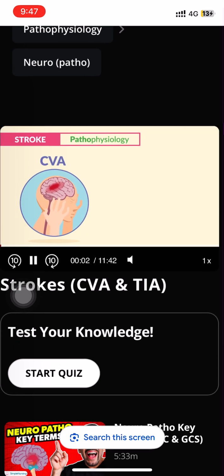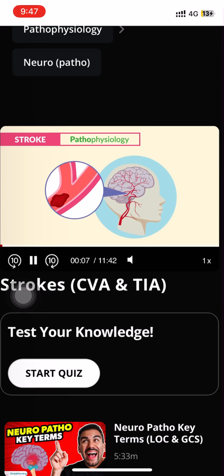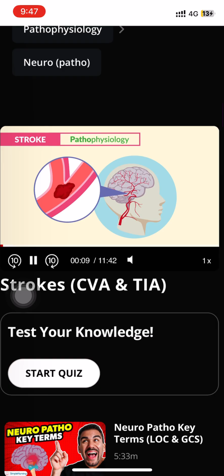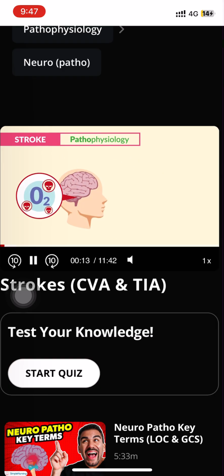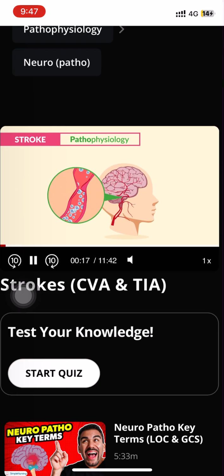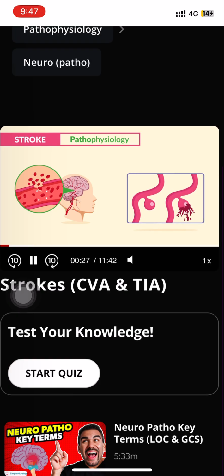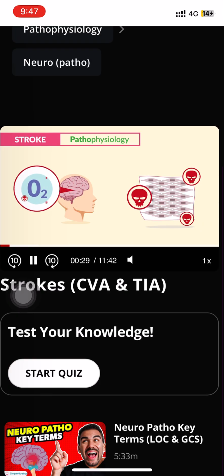Strokes, also called a CVA, is what happens when the brain lacks oxygen, typically due to a clot in a blood vessel, which cuts off oxygen supply to the brain. So, just like any organ without oxygen, the brain begins to die. But strokes can also be caused by narrowed blood vessels, which decrease oxygen delivery to the brain, like in atherosclerosis, or even sudden rupture of a vessel in the brain, known as an aneurysm. Either way, the brain lacks oxygen and tissues die.